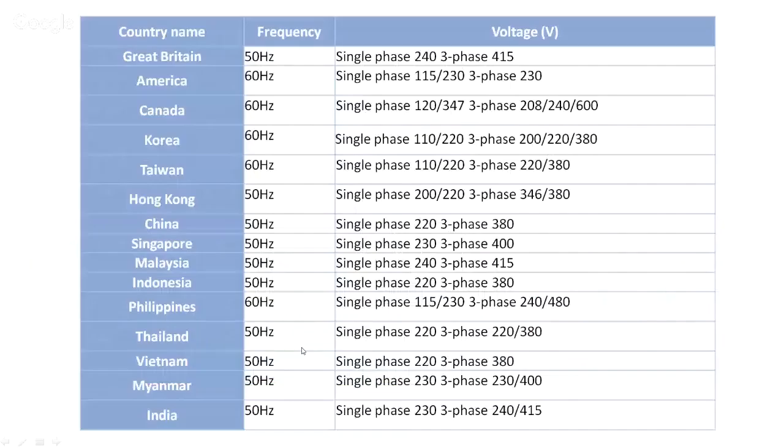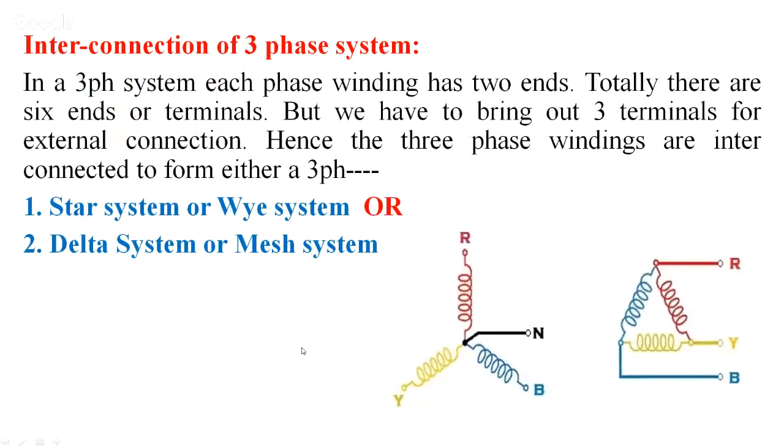But if we have to interconnect these ends, and finally bring out only 3 terminals from that, then the way of connecting these 3 windings can be either in star, connected as a star system, also called a wye system, or it can be connected in delta system or mesh system.